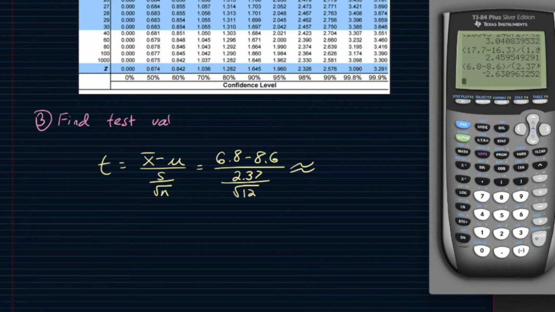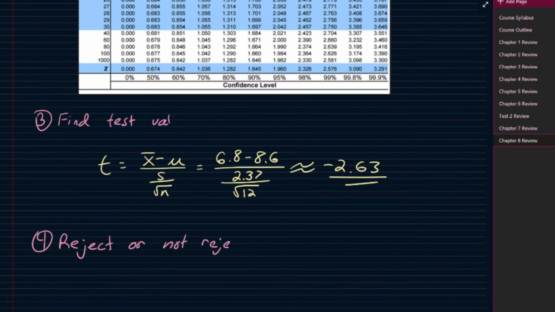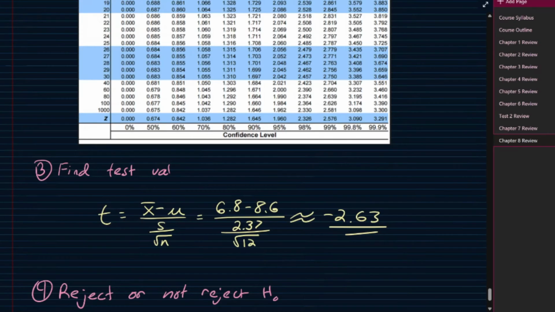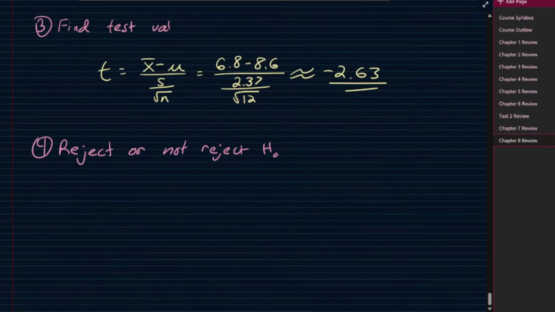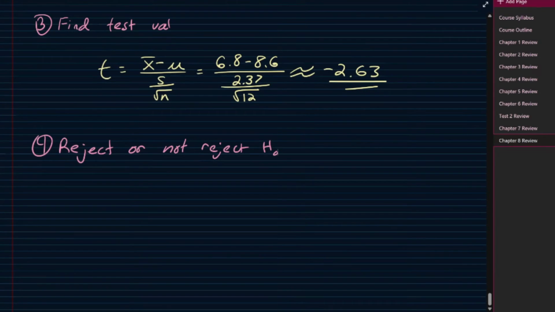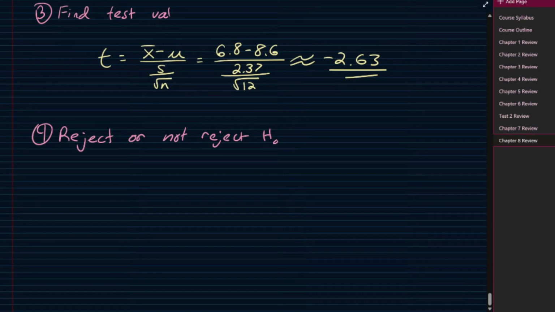Our test value ends up being approximately negative 2.63. That's our test value. And I think this one does lie. Again, we end up rejecting every single time here. I should probably pick an example where we don't reject, but I guess not the end of the world.